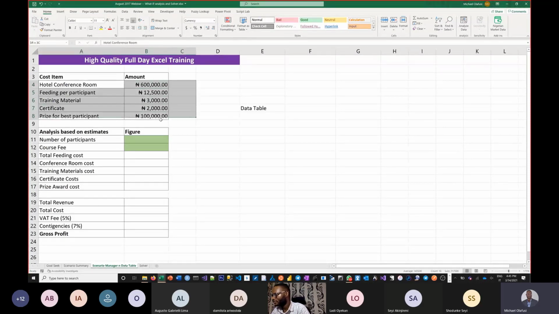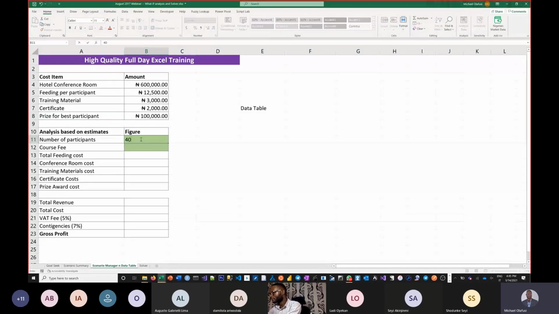So these are my inputs, right? Training certificate is 2K per person. We are going to do a prize for best participants. So yes, and then I continue with my inputs. We think we should be able to get 40 people. We intend to charge them 100,000 naira per person, right? And so with this, I can start using my input to calculate towards my output, right? So these are all of my inputs.